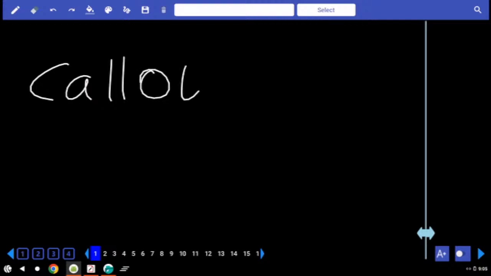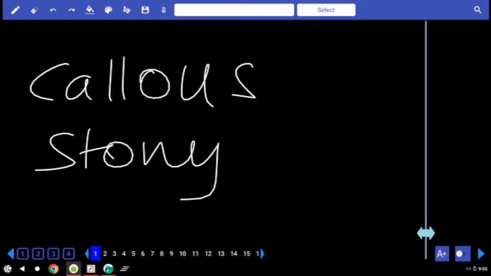First you write the word callous. Then you write the word stony. Stony goes with everyday English. Callous is an important word. They have given in a few exams. Means no emotions. Someone is suffering, you're least bothered, like a stone. So stony or callous. Have you got the meaning?